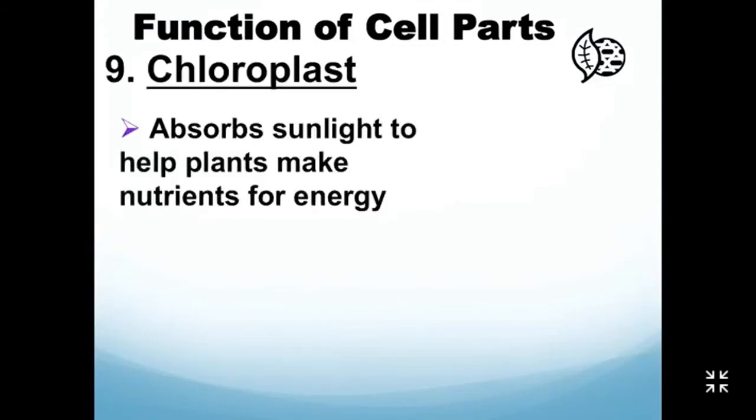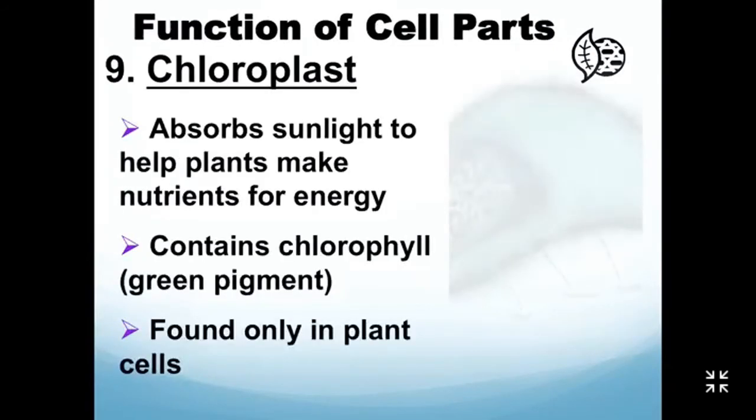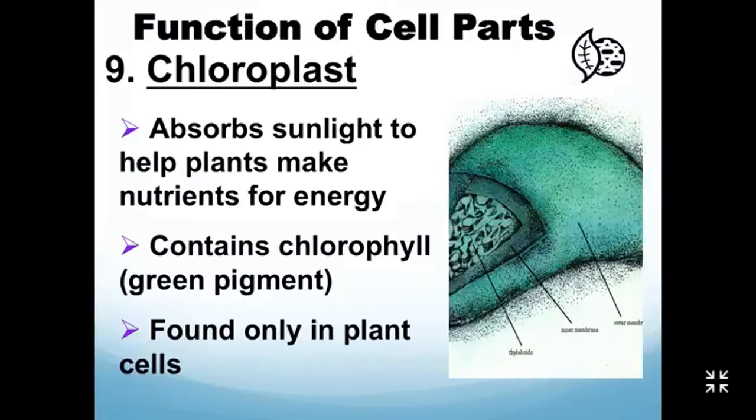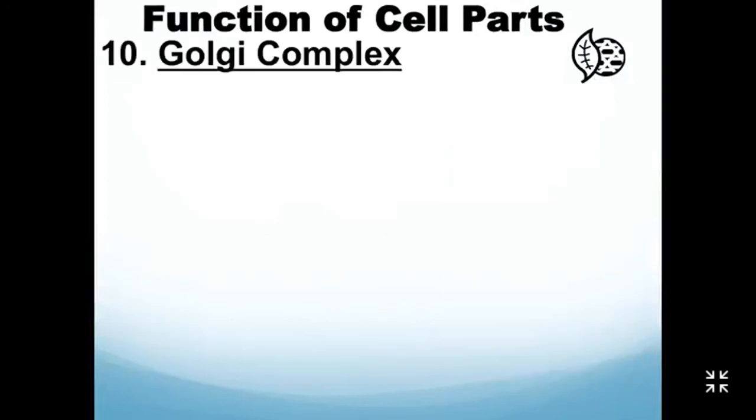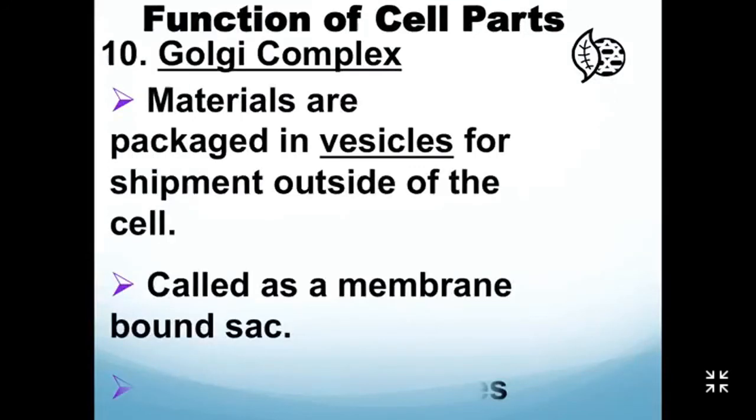Now let's proceed to chloroplast. Usually chloroplast is only present in plant cells because it contains chlorophyll that produces the green pigment of the plant. Okay, the main function, of course, of chloroplast is to absorb sunlight to help plants make nutrients for energy. Now let's proceed to the Golgi complex.